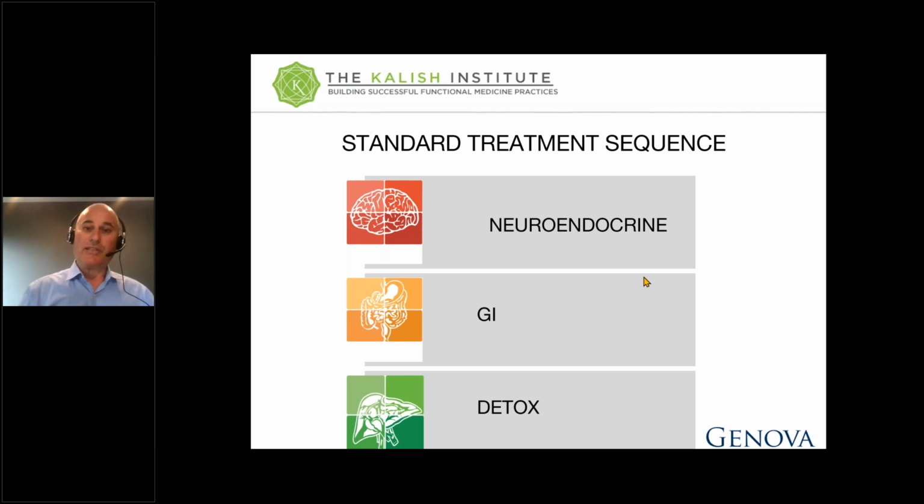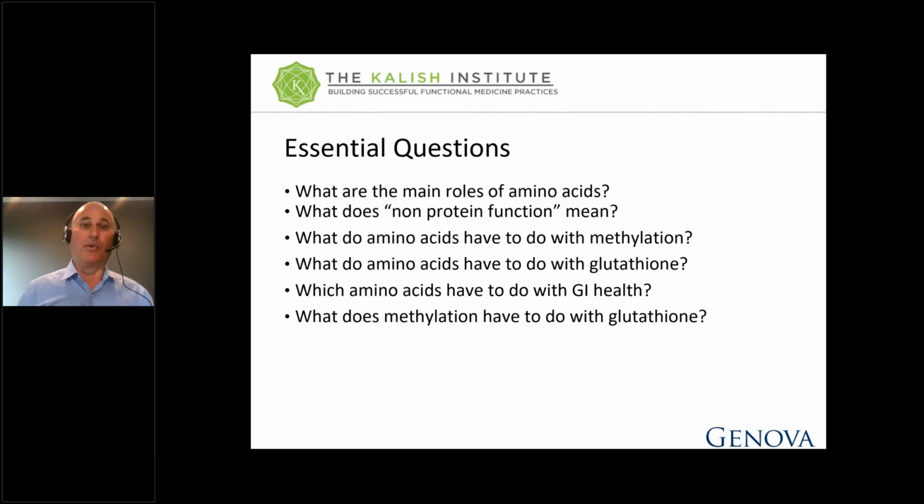So, standard treatment sequences also. We do a lot of these different sorts of modeling examples in my mentorship class that I teach, and we're just pulling a piece of this out and talking about it today. But I just want you to understand that I always look at these things in the context of all these different body systems and not just this one thing like we're doing today, amino acids.